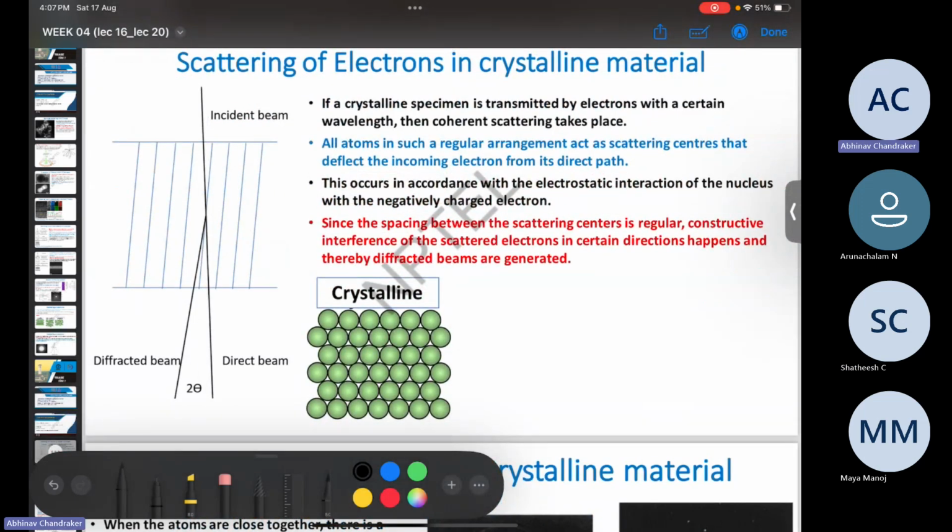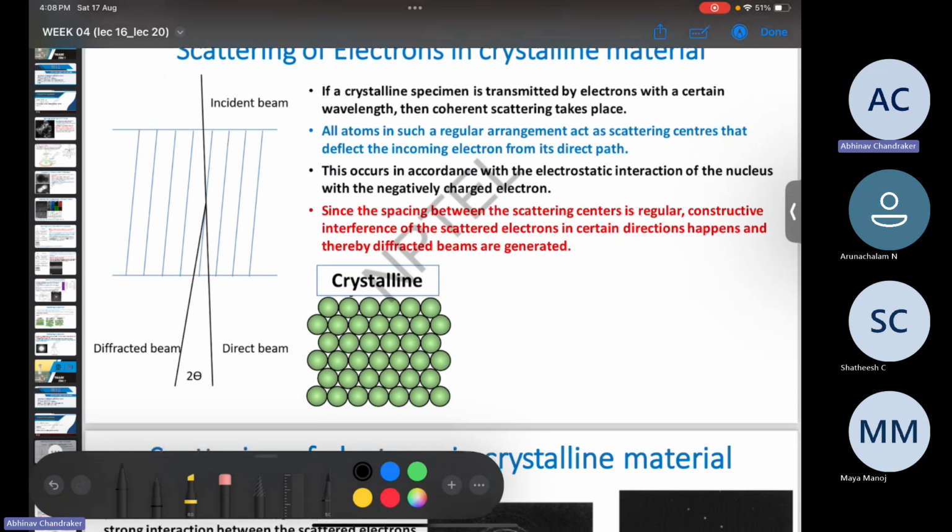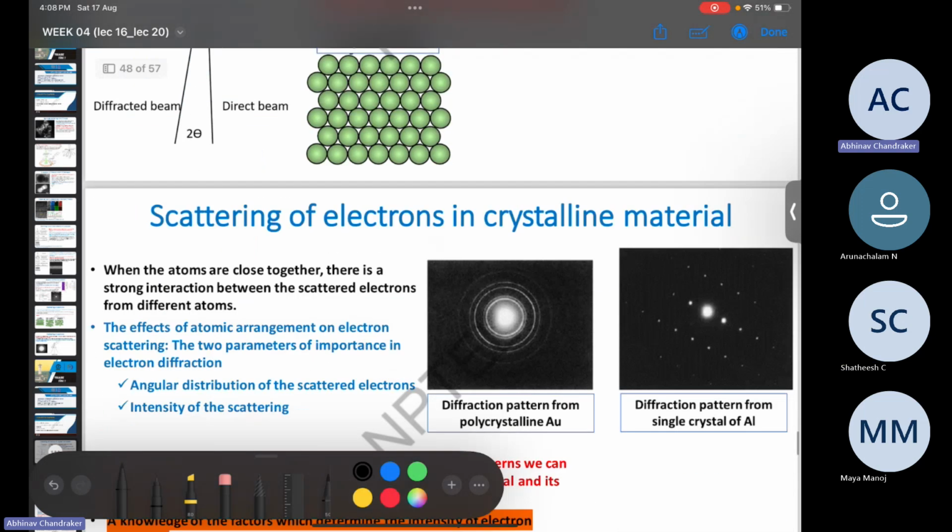But in case of crystalline materials, as I was saying, the atoms are basically the scattering centers, or you can make an analogy of the spacing between the atoms as being like slits. Since these atoms are very regularly arranged, scattering also happens in a very systematic way, and because of this regular arrangement, we have a regular constructive interference of the scattered electrons in certain directions, and thereby diffracted beams are generated.